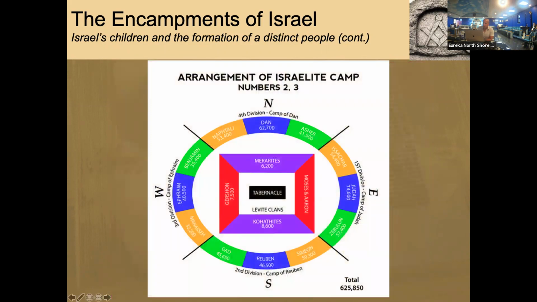The northern division was led by Dan and accompanied by Naphtali and Asher. The southern division was led by Reuben and accompanied by Simon and Gad. The western division was led by Ephraim, of the half-tribe of Joseph, and accompanied by Manasseh and Benjamin. The eastern division was led by Judah and accompanied by Issachar and Zebulun.